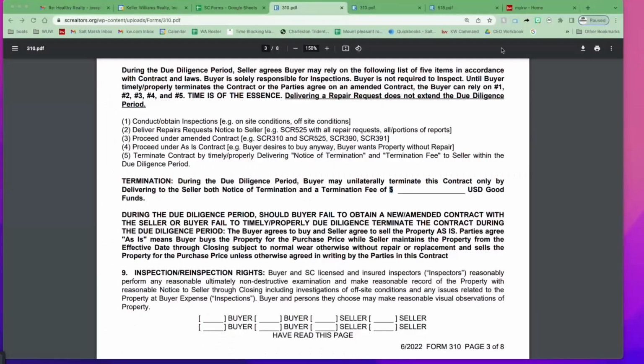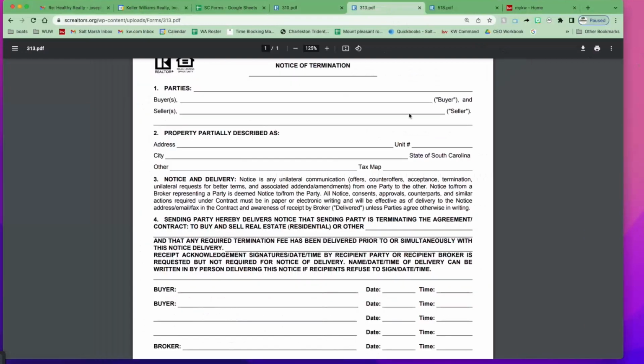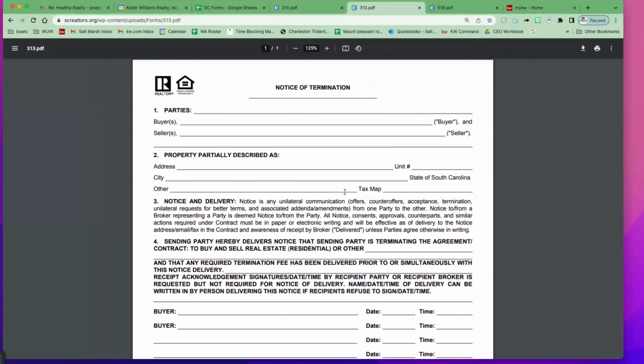So how do we do that the right way? The way that we do that is by using Form 313. This is the notice of termination. A notice, just everyone keep in mind, as it says here, is any unilateral communication. Unilateral means the communication that your buyer is sending directly to the seller, the listing agent, via you. That is all you need to do for termination as far as the notice is concerned.